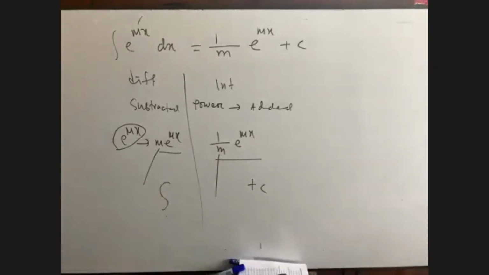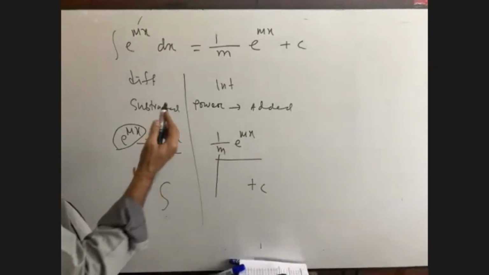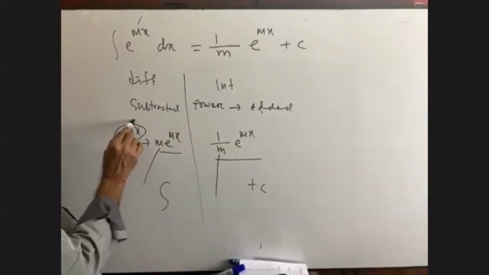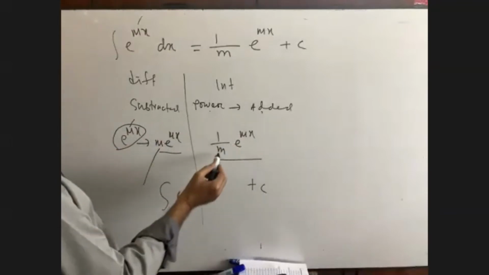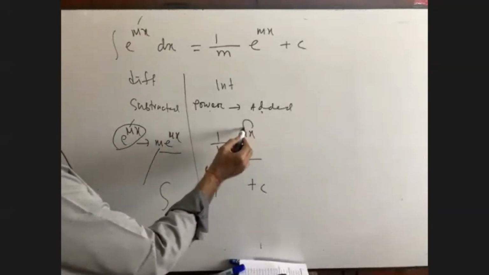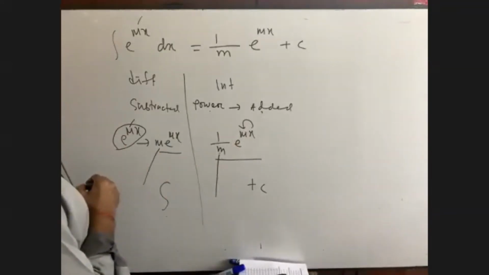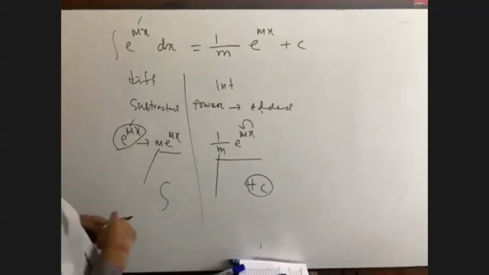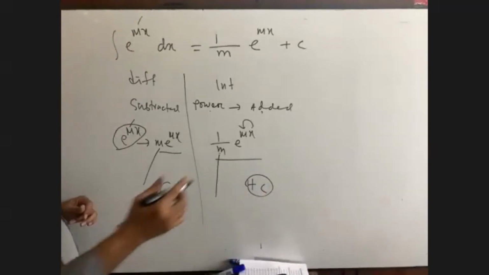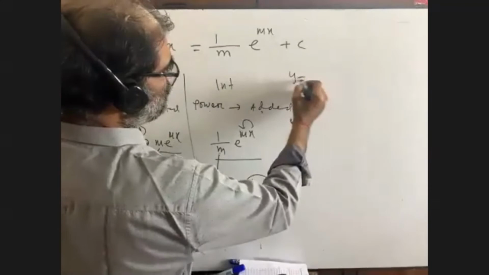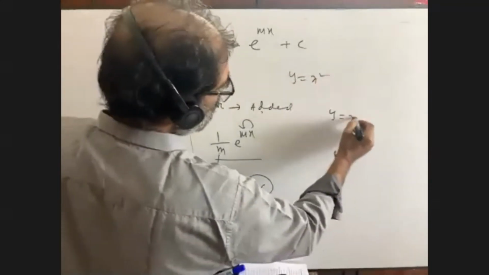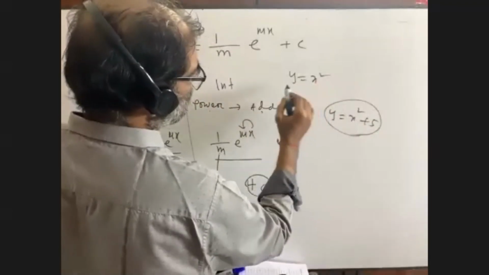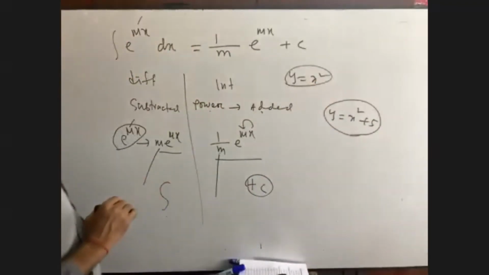Okay, so the basic difference is here power is added, here power is subtracted, here the coefficient is multiplied, and here the coefficient of x, which is m, is divided. And one thing, plus c, that I told you the first time with the example of y equals x square and y equals x square plus 5, we will have the same derivative for both the functions.